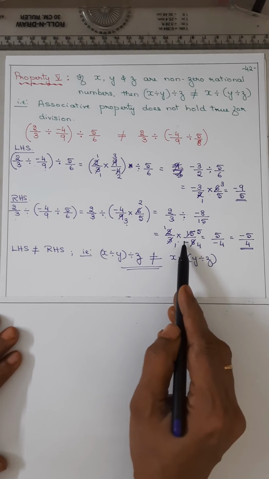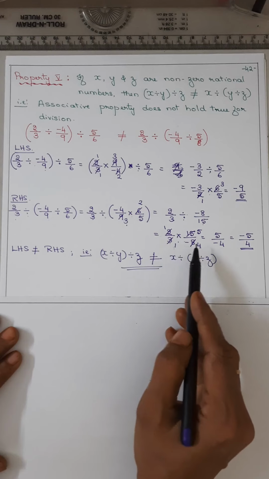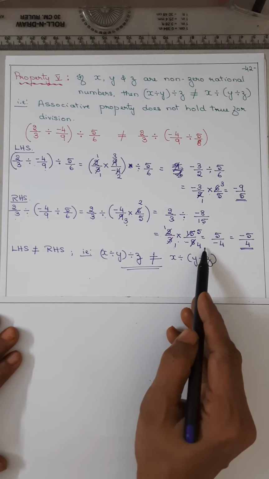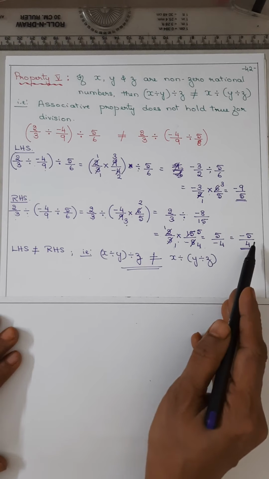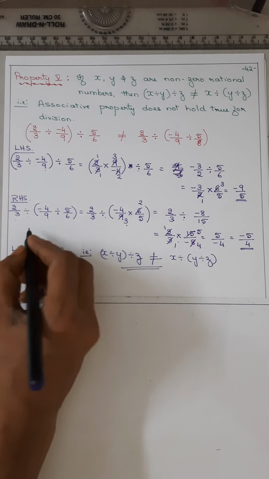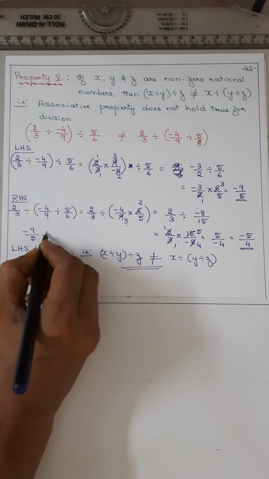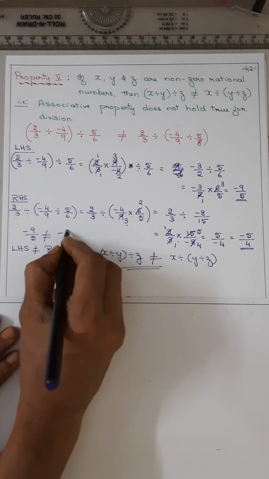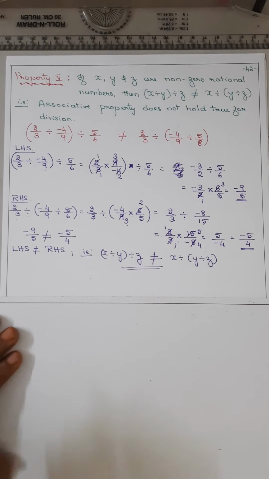इधर प्लस है, इधर माइनस है. So 1 5s are 5, 1 4s are 4. Denominator is negative. So take it to the numerator, minus 5 by 4. Are they equal? No. Minus 9 by 5 is not equal to minus 5 by 4. Therefore, LHS is not equal to RHS.